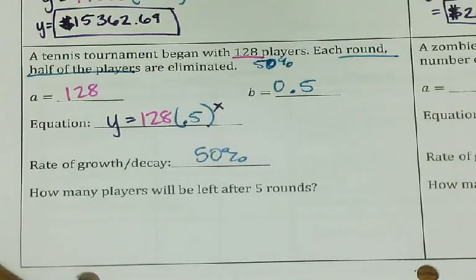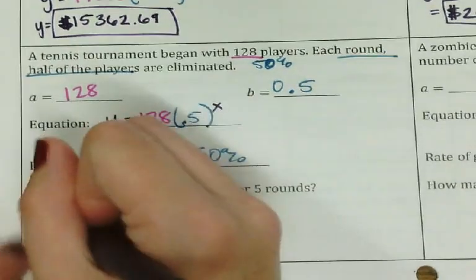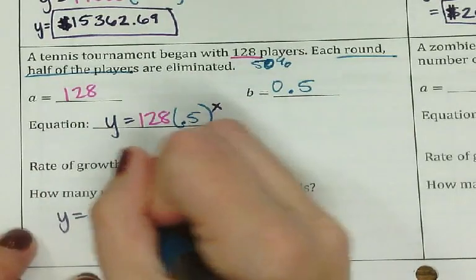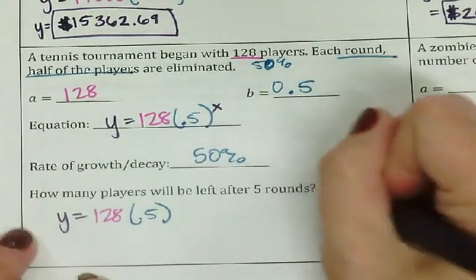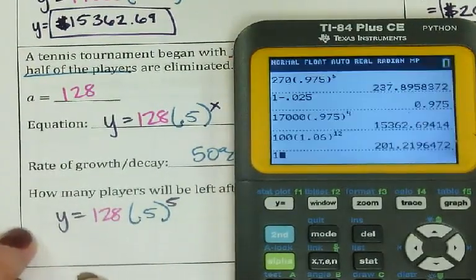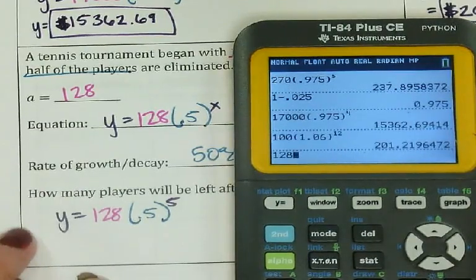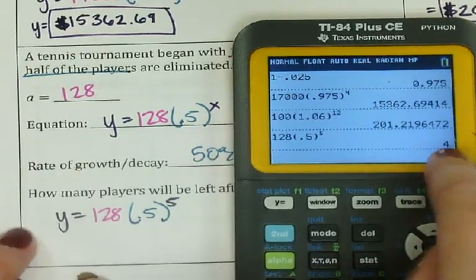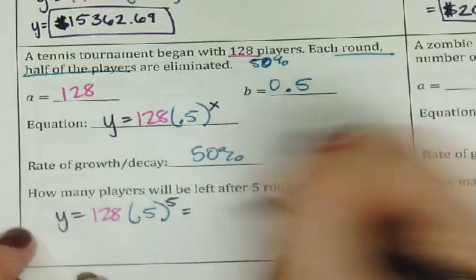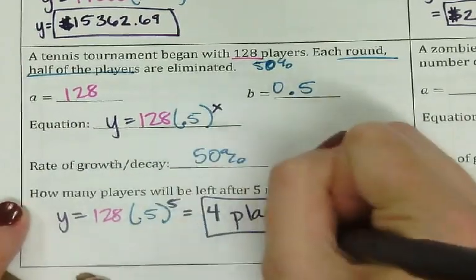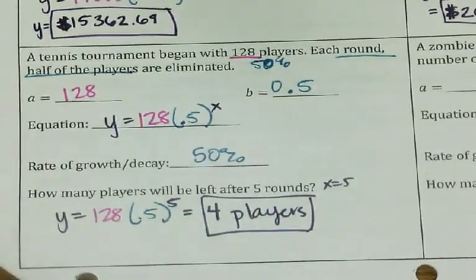Then it says how many players are left after 5 rounds. You're starting with 128 players, and after only 5 rounds of playing, my x is equal to 5. We only have 4 players left. So it took 5 rounds to get from 128 all the way to 4. So there are 4 players remaining after 5 rounds. Do y'all feel good about that? Yes. All right, now let's talk about the zombie apocalypse.